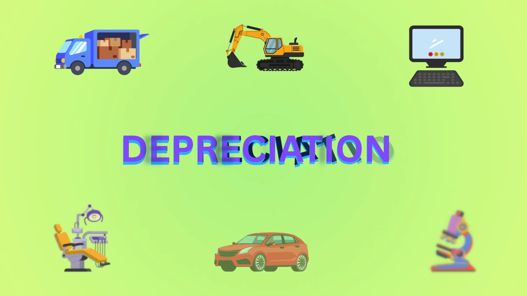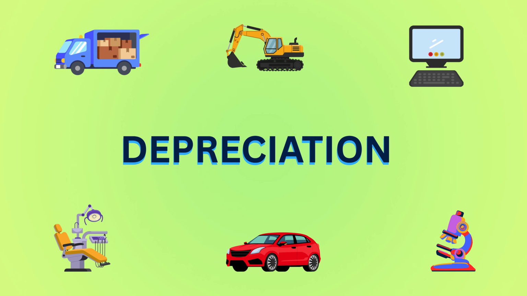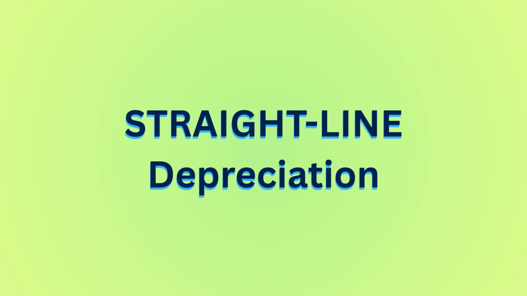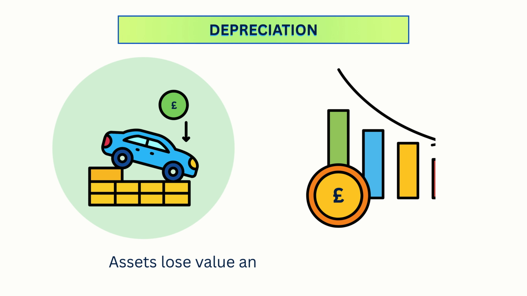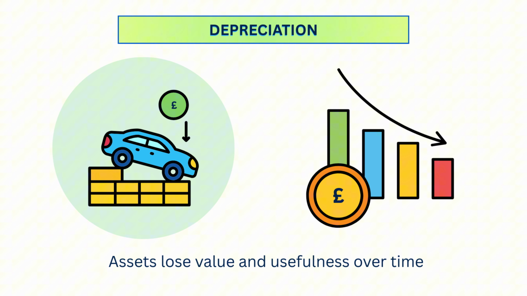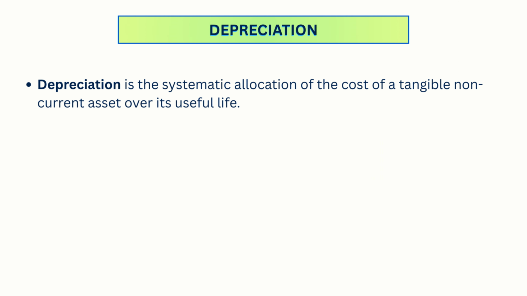In this session, we're going to cover depreciation of tangible non-current assets, focusing on the two methods, straight line and reducing balance. Businesses buy assets that help them operate for more than 1 year. Over time, tangible fixed assets wear out, become less efficient, or become outdated. Assets lose value and usefulness over time, so the business is effectively using up part of the asset each year.